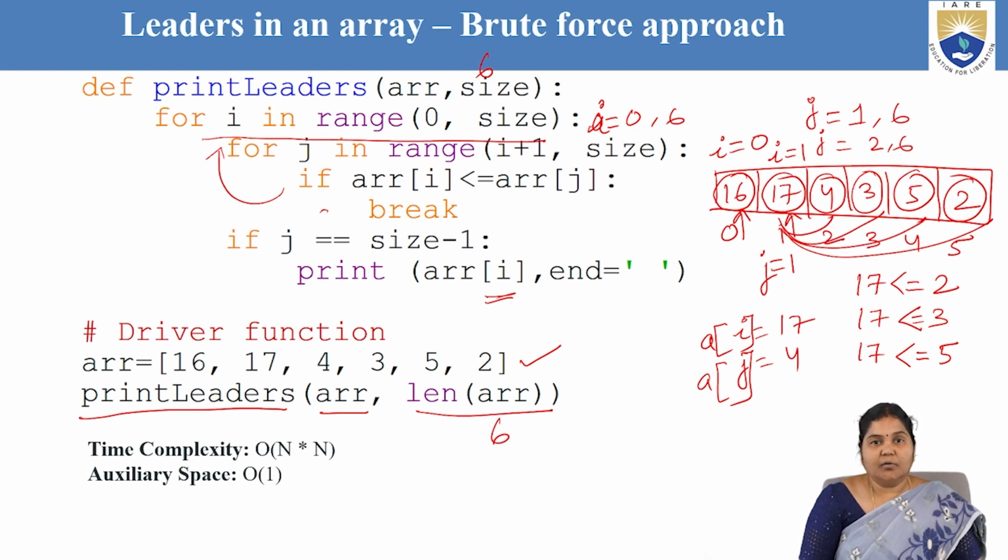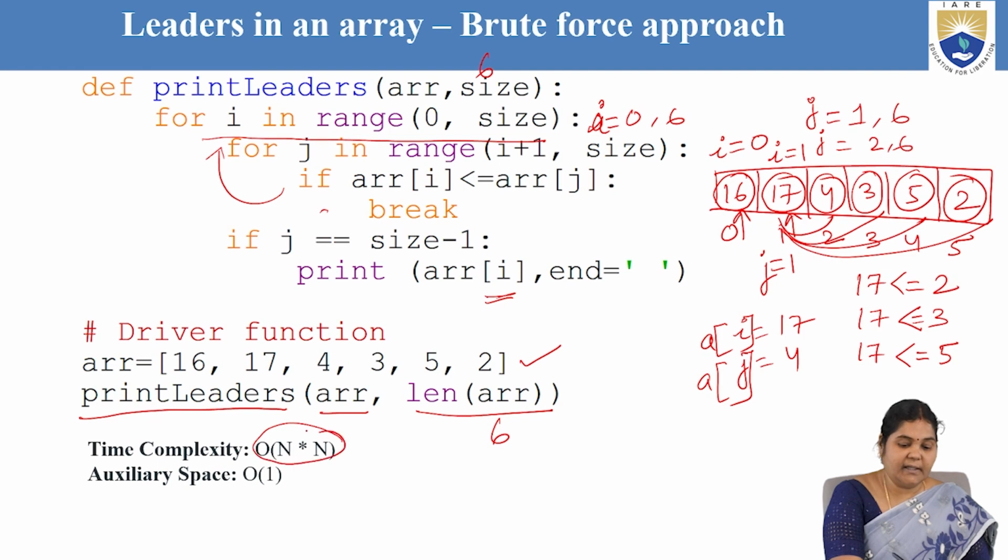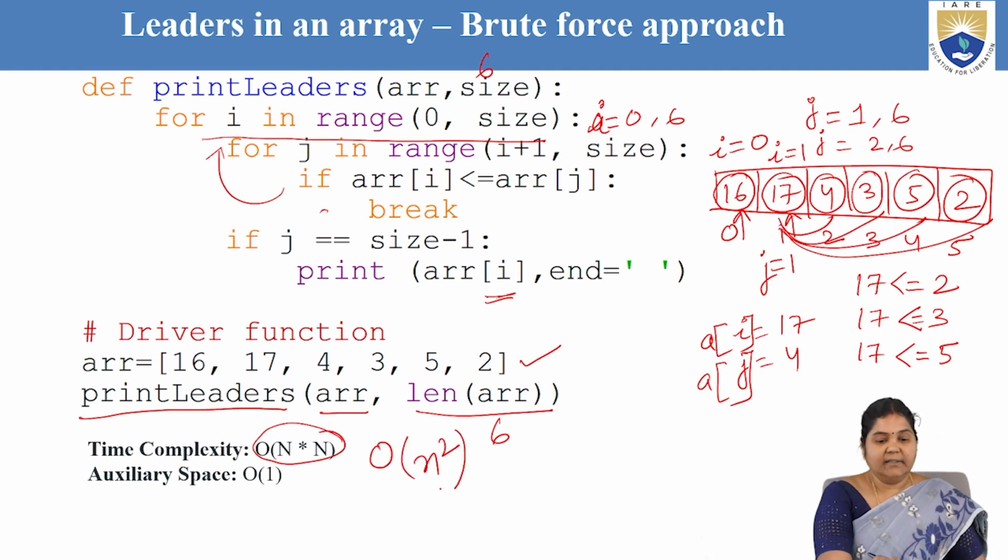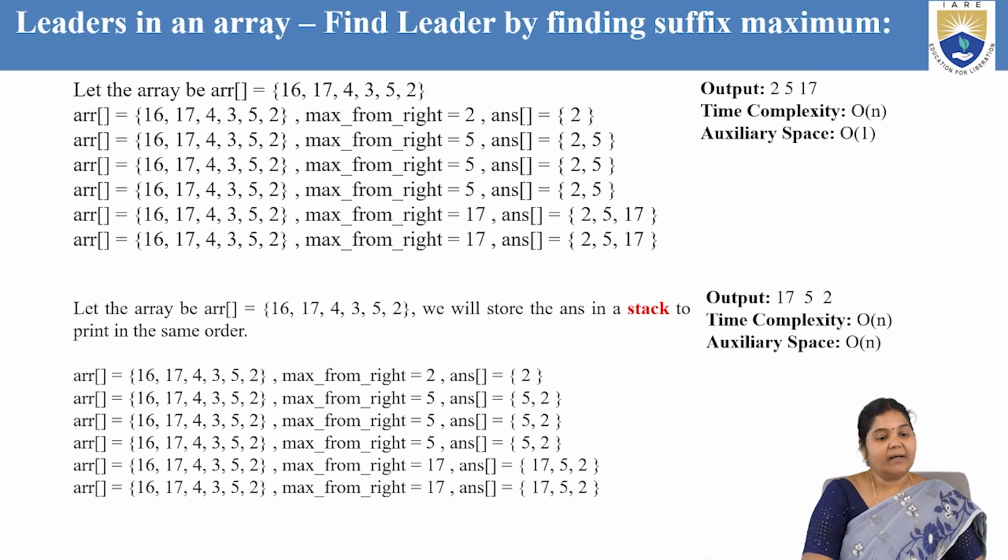The outer and inner loops are running based on the number of elements in the array or list. So the time complexity is order of n into n, which is nothing but order of n square, and the space complexity is only 1. So with this brute force approach, we found that the time complexity is very high, which is order of n square. Now let us discuss if there is any other solution or approach available to solve this problem.